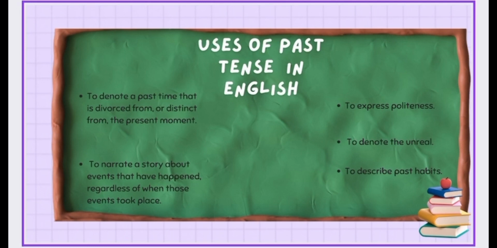Uses of past tense in English. To denote a past time that is disconnected from or distinct from the present moment. To narrate a story about events that have happened, regardless of when those events took place. To express politeness, to denote the unreal, and to describe past habits.